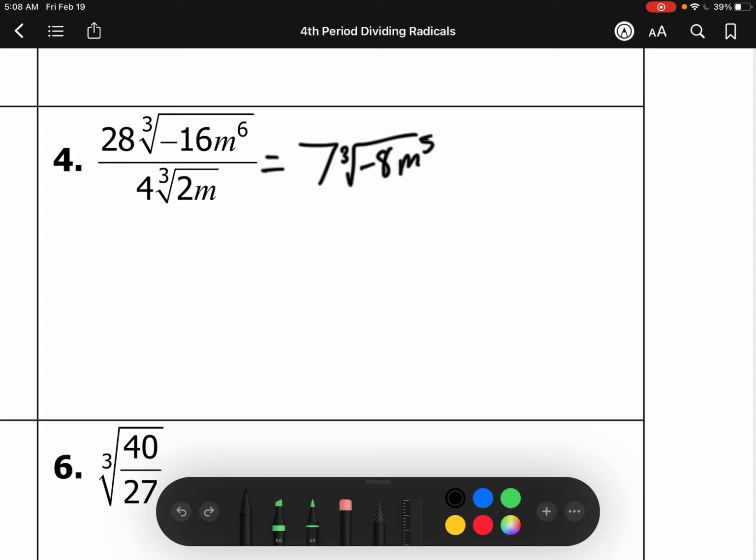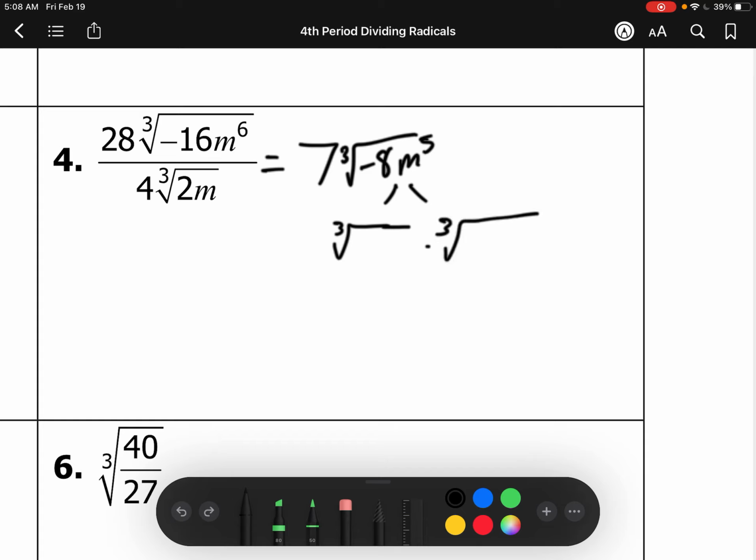So now we need to simplify the cube root of negative 8m to the fifth power. I can take the cube root of negative 8, right? But I cannot take the cube root of m to the fifth power. However, my exponent is greater than my index, so that means that there is something inside of 5 that I can divide by 3, which means I can simplify that, right? So let me break this up into 2 radicals. This radical right here is what I'm going to be able to take the cube root of, and this radical over here is what I can't take the cube root of, right?